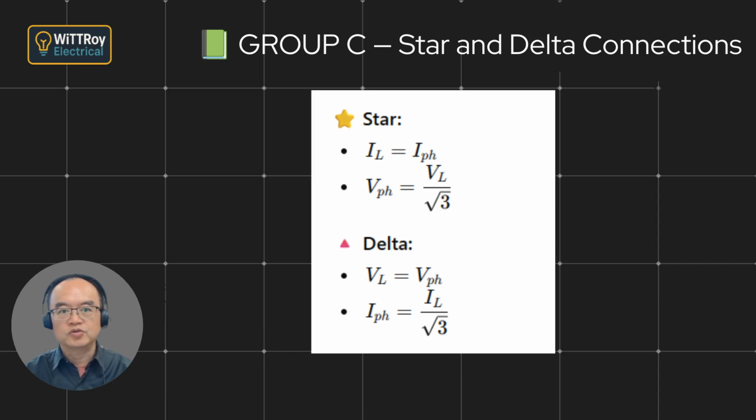Now we go to the last formula in Group C. The formula is IPH equals IL divided by root 3 in a delta connection. This formula tells us that in delta, the phase current is smaller than the line current. IPH means phase current in amperes. IL means line current in amperes. Repeat, in delta, IPH equals IL over root 3.